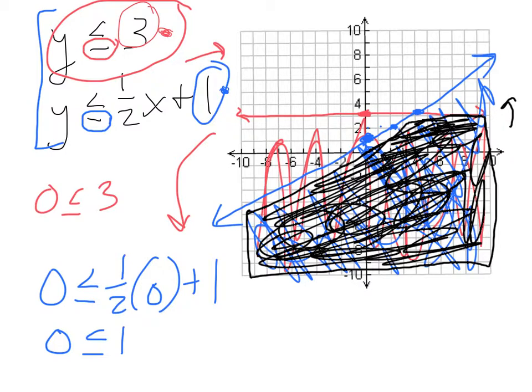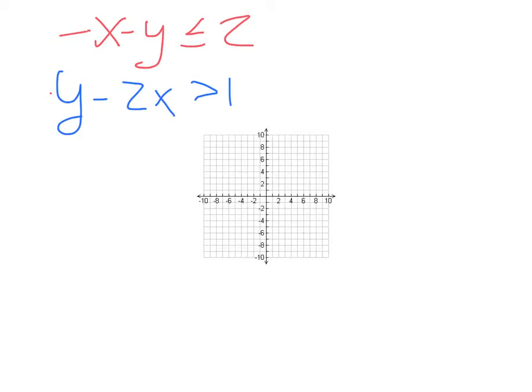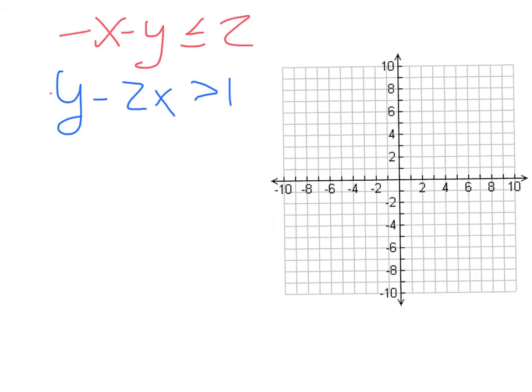Let's do another one, a little bit more technical. Color scheme. Here's my equation 1: negative x minus y is less than or equal to 2, and my other equation is y minus 2x greater than 1. Let's pop up a graph here. There's my graph. I'll make it a little bit bigger. I'll have to cut into my equation.